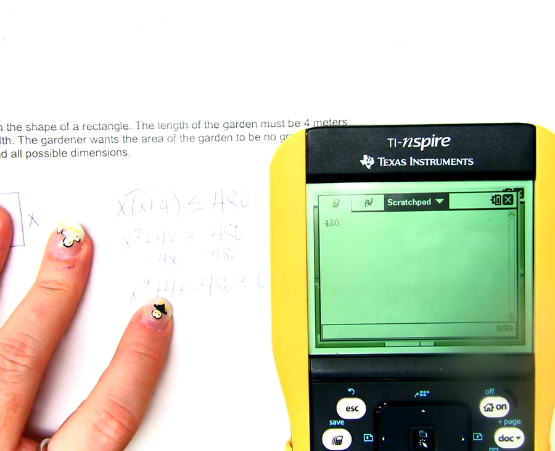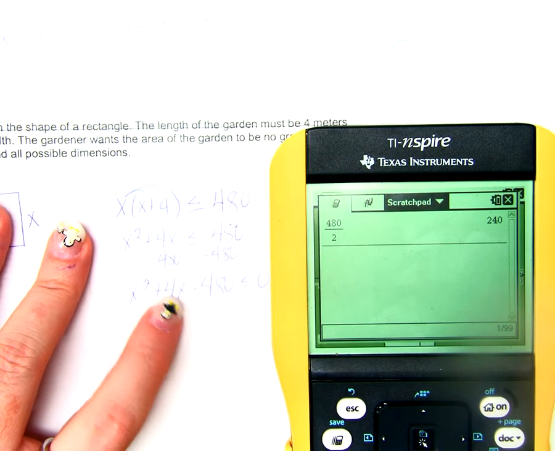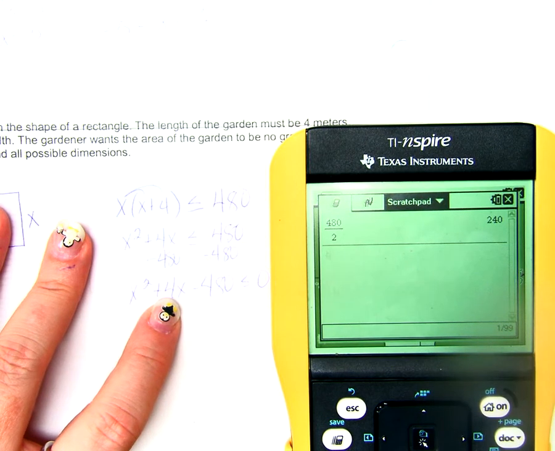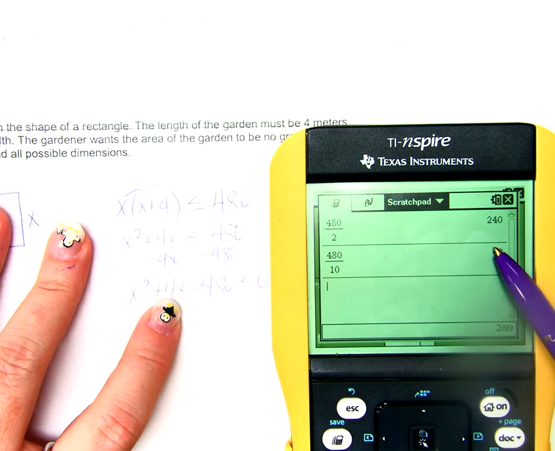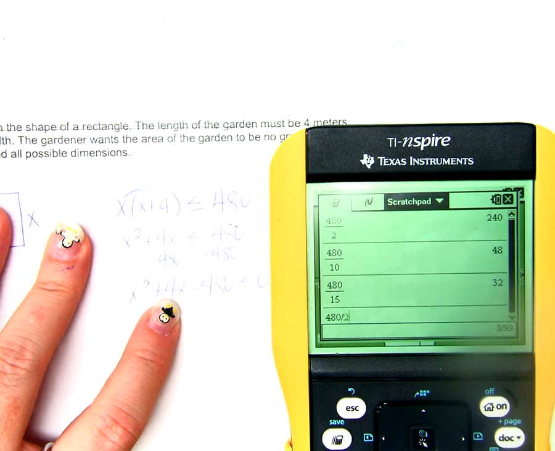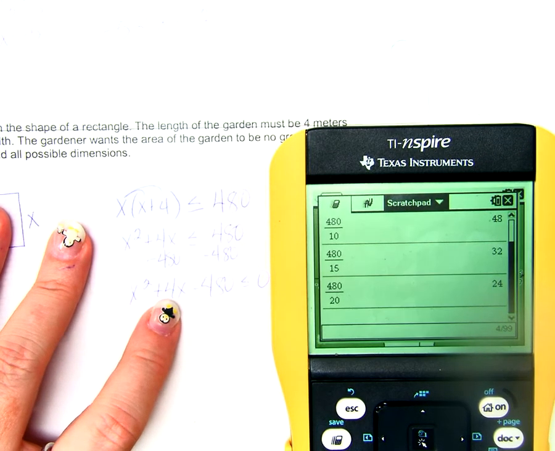So 480 divided by 2, I know 480 is divisible by 2 because it's an even number, but are 2 and 240 close enough to give me a 4? So can I skip some? I could go maybe 480 divided by 10. I know it's divisible by 10, but I still have 10 and 48. Can I skip some more? What about 480 divided by 15? Is that close enough? 15 and 32? What do you want to try? 20? Lucky guess. Oh, you already did it? Okay, good.